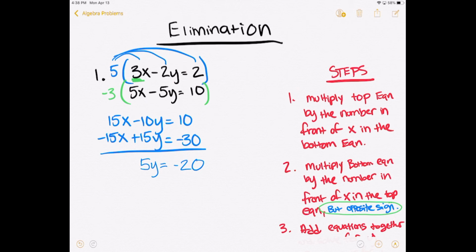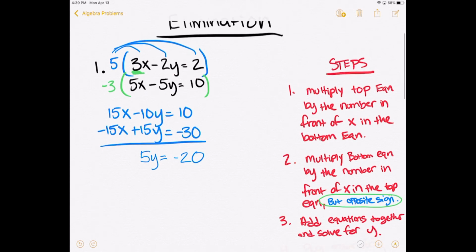So you can do it with the y's. I could have multiplied this top equation by the number that's in front of y. And I could have multiplied the bottom equation by this number, but I would have still had to change the sign, okay? And it still would have worked. So if you look at another video, they may do it a different way, and that way is fine too, if you understand that way and if you like that way. But the way I teach it is this way.